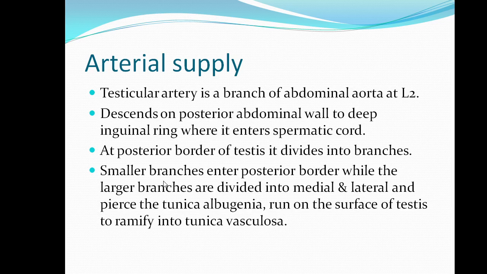The branches are of two types, the smaller and larger. Smaller branches enter the posterior border, while the larger branches are divided into two groups, that is medial and lateral. And these medial and lateral branches pierce the tunica albuginea, they run on the surface of the testis to ramify into the tunica vasculosa.